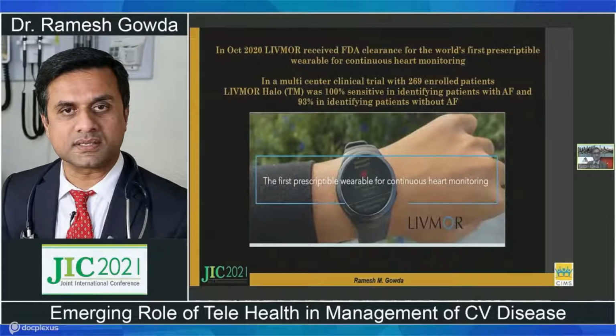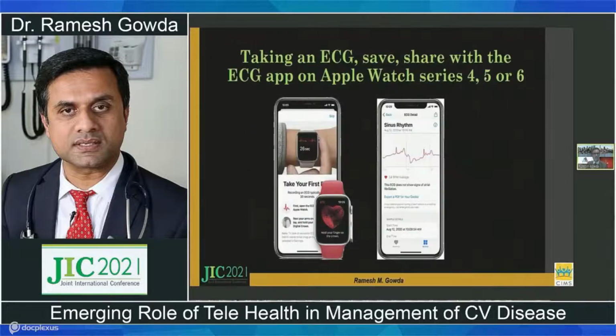In October 2020, Livermore received FDA clearance for the world's first prescribable wearable for continuous heart monitoring. In a major trial of 270 patients, called the Livermore Halo trial, there was 100% sensitivity to identify atrial fibrillation, and 93% specificity in patients where there was no atrial fibrillation.